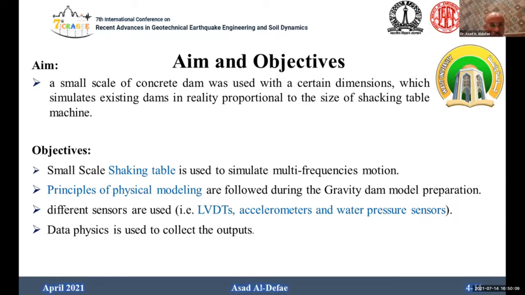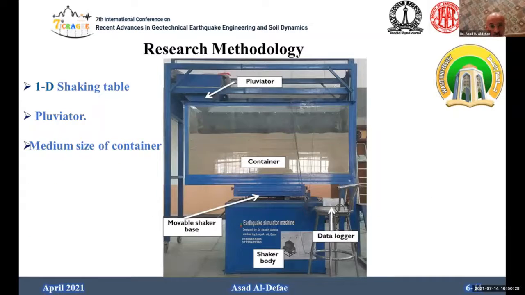Principle of physical modeling: multiple sensors are also used, like linear variable differential transducers, accelerometers, and water pressure sensors. And unfortunately, all the earth pressure sensors crashed in this test, so they are not presented in this paper. This is the very simple shaking table with the container above the shaking table, and also the pluviation technique to prepare the soil model using the air pluviation method or sand raining method.